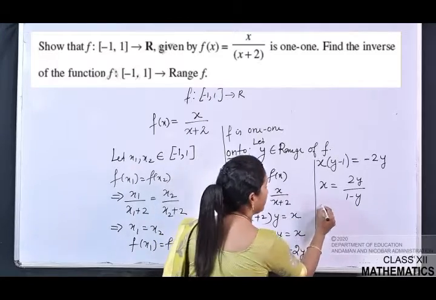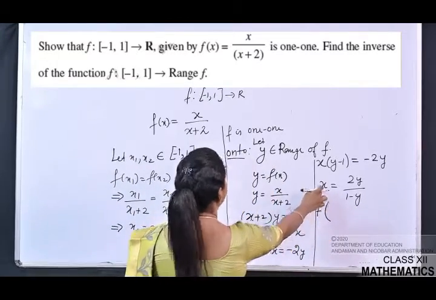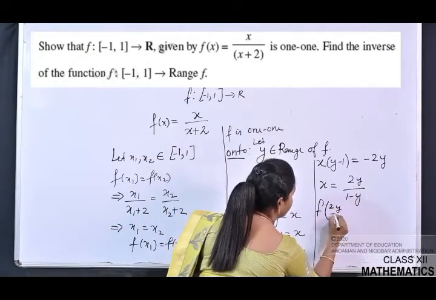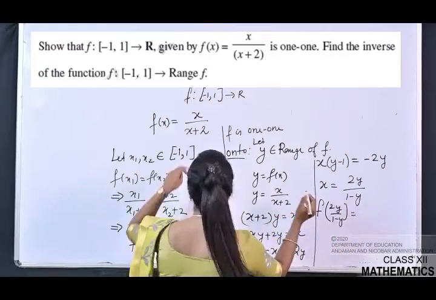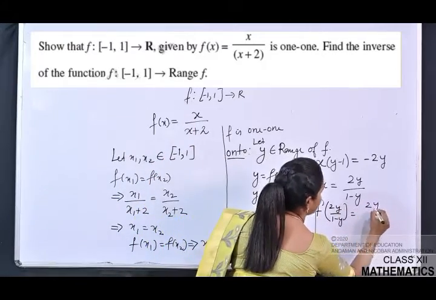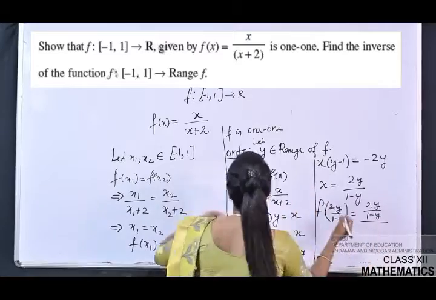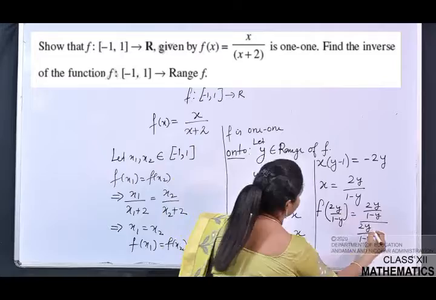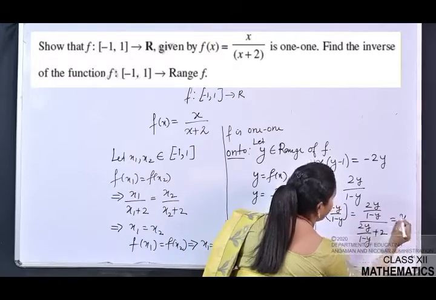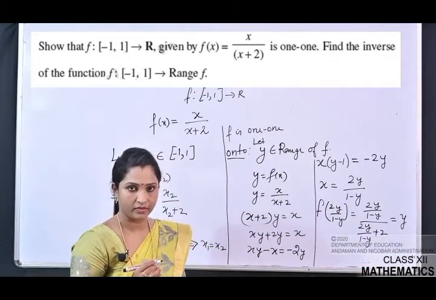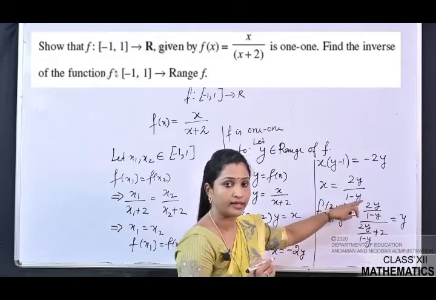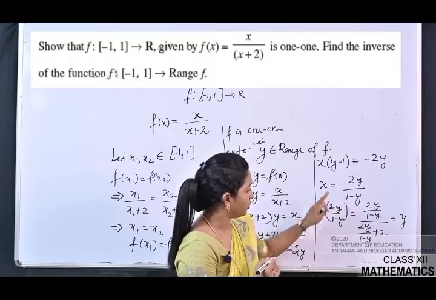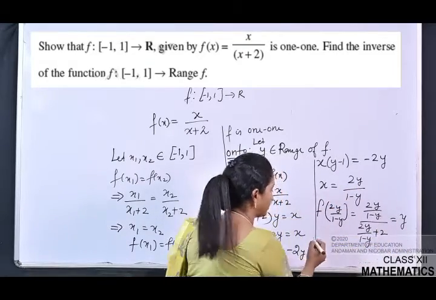Now let's see, when you put in place of x as y, we are getting y or not. So 2y by 1 minus y is equal to, we will put in place of x as 2y by 1 minus y by, here also 2y by 1 minus y plus 2, and when you simplify you will find it is equal to y. I am not showing here simplification, आप खुद करिएगा. You will see that when you put in place of x as this value, you are going to get y. That means what? What is the conclusion?